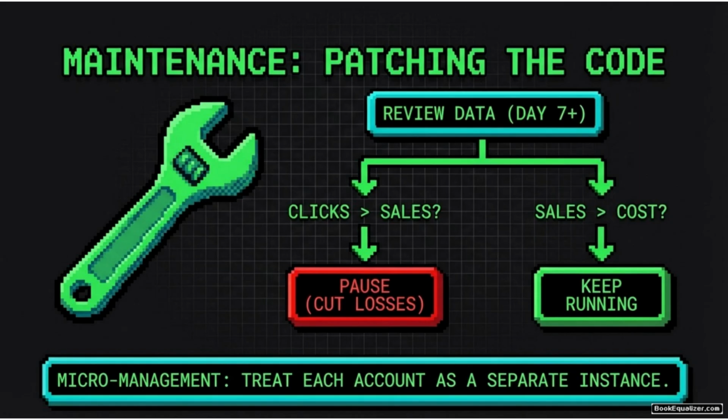After 7 days, it's time to patch the code, review your data. Each account is a separate instance that needs individual attention. Here's your decision framework. For each account, ask 2 questions. Question 1, are clicks greater than sales? If yes, pause that campaign. You're burning money, cut your losses. That particular account or targeting strategy isn't working.